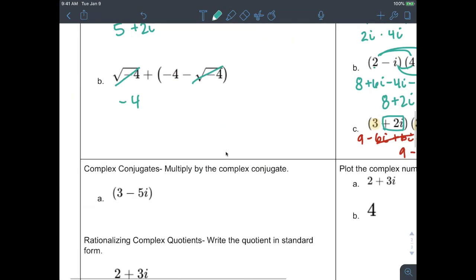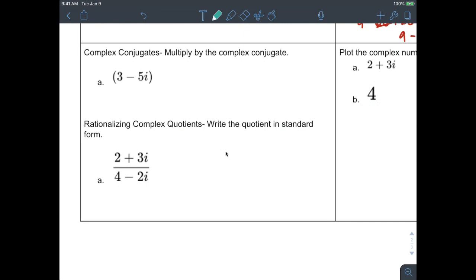So tell me, what is the complex conjugate of 3 minus 5i? That would be the complex number we're going to multiply. The complex conjugate would be 3 plus 5i. So only the i terms have opposite signs. So we can say complex conjugates are a plus bi and a minus bi.